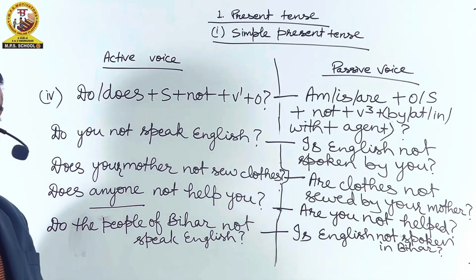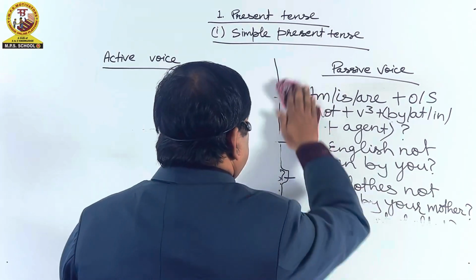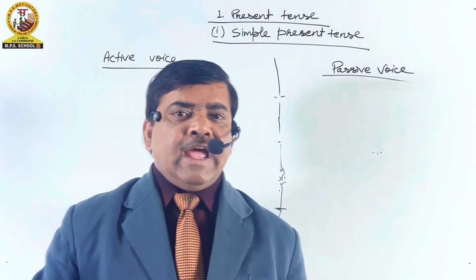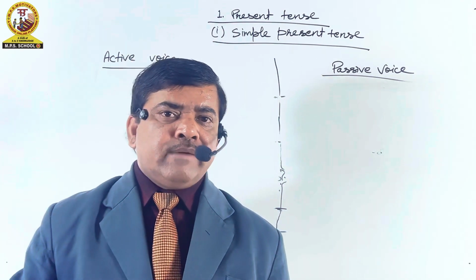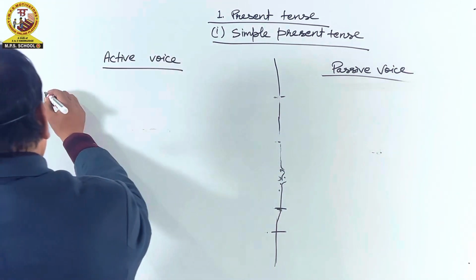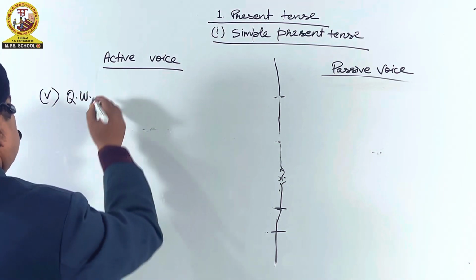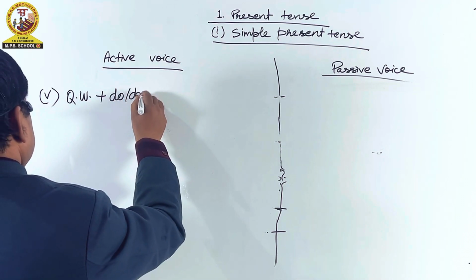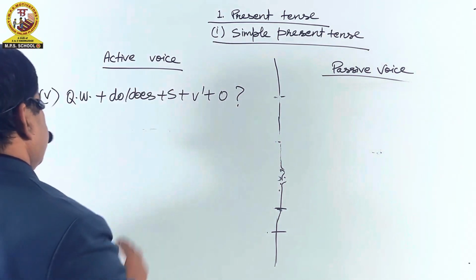Now take its screenshot. Now I am going to teach you the fifth structure formula in active voice and passive voice of simple present tense. It is used to make WH interrogative sentences. So let us see the fifth structure formula, which starts with a question word plus do/does plus subject plus v1 plus object question mark.